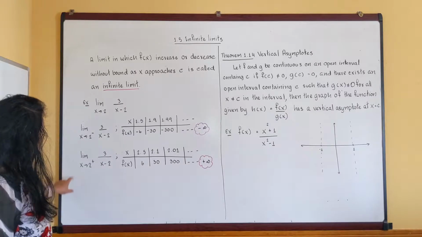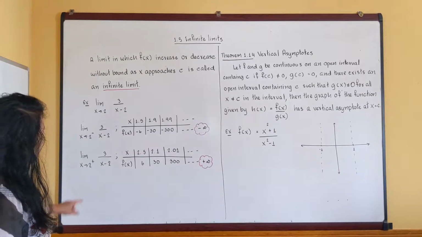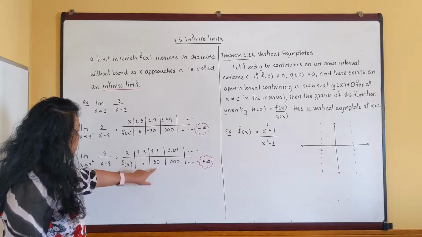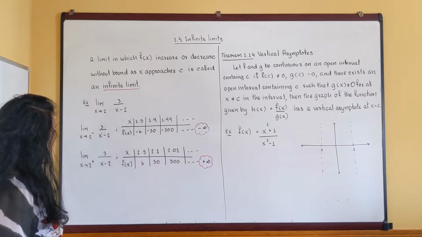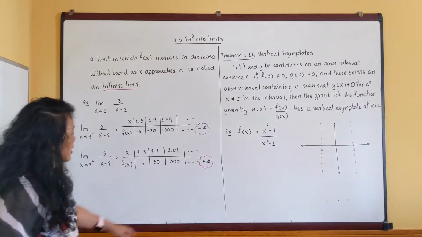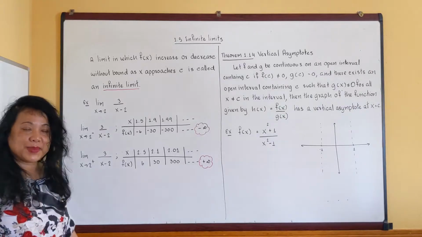Now, the limit as x approaches 2 of the same function from the right-hand side. Start from 2.5, you plug it in, you have 6. 2.1 is 30. 2.01 is 300. As it gets closer and closer to 2 from the right, you're going to have plus infinity. So the limit is an infinite limit.